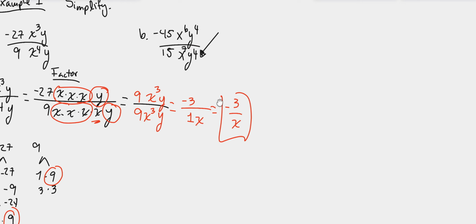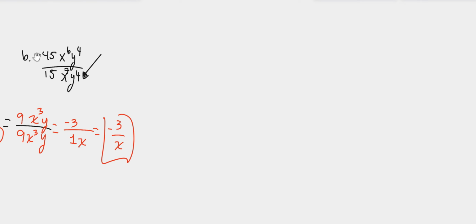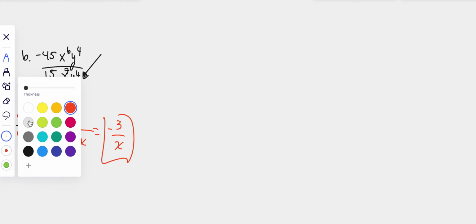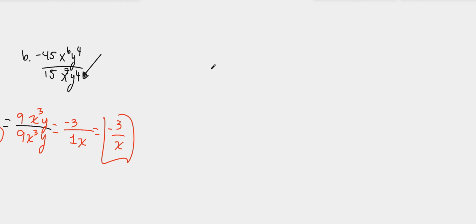Now for this next problem, I'm going to use the exact same method. I'm just going to work a little bit faster. So let me just rewrite it here. We have negative 45 x to the power of 6 y to the power of 4 divided by 15 x to the power of 7 y to the power of 4.